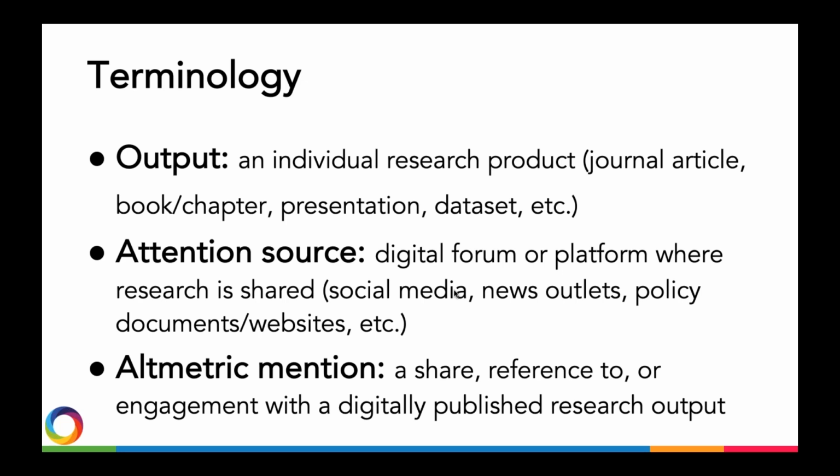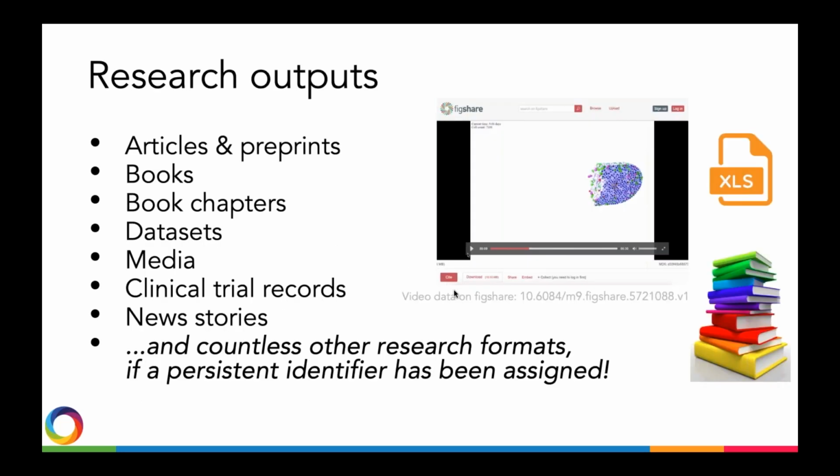Then we're looking at the attention sources where this might appear. So these are platforms where research is shared or even talked about. And those are the types of attention sources that Altmetric tracks. And then finally, it's the mentions in those particular sources that Altmetric tracks. So again, the research outputs can be your articles and preprints, books and book chapters, data sets, media and cultural collections, clinical trial records, even individual and original news stories. So as long as it's scholarly in nature, that is how we would define a research output.